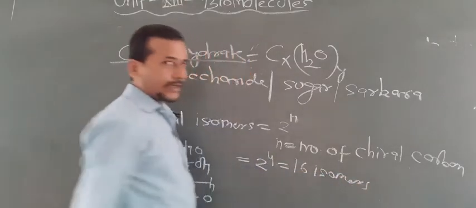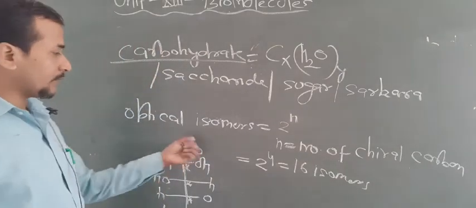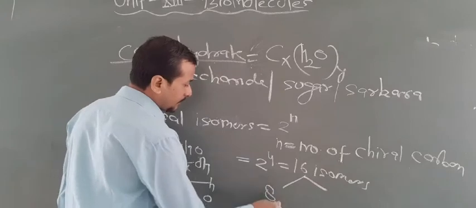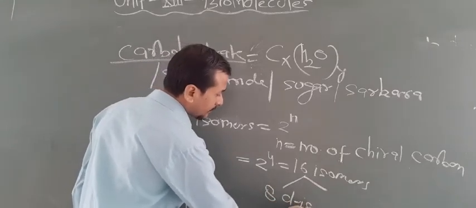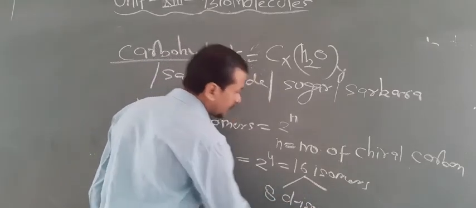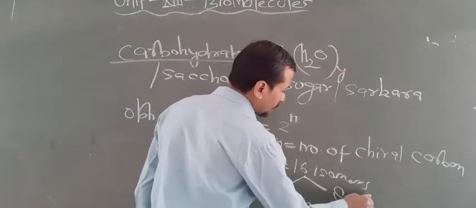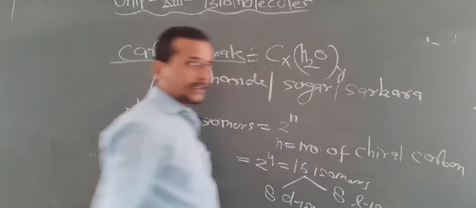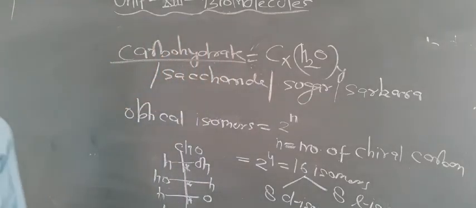So in this way you can find the isomers of carbohydrates. Of these 16 isomers, 8 belong to the D isomers and 8 belong to the L isomers, that means dextrorotatory and levorotatory. Okay, so in this way you can find the optical isomers of glucose. Due to chiral carbons, carbohydrates also show optical isomerism.